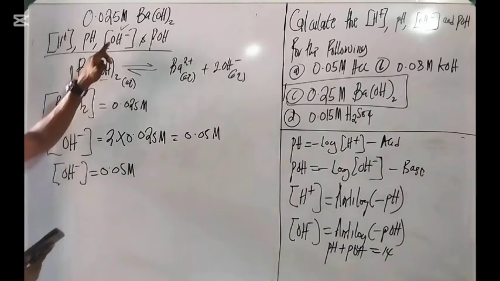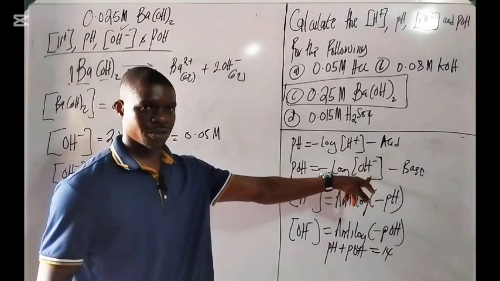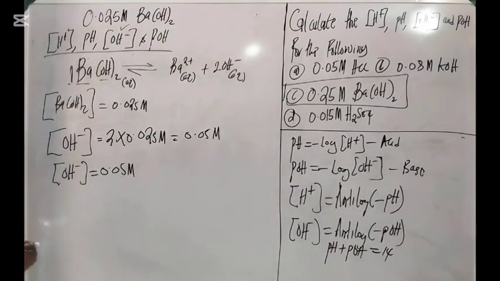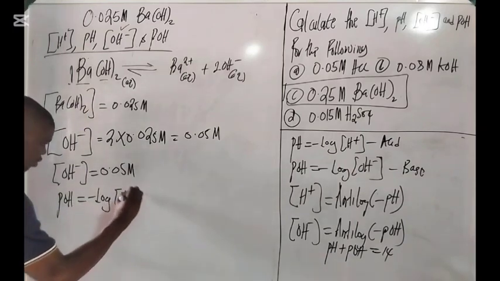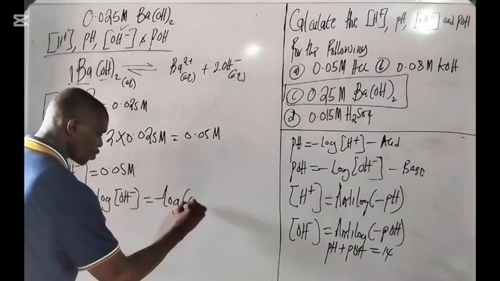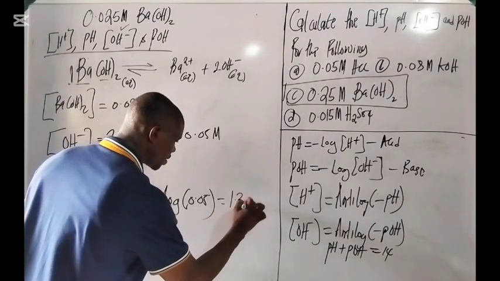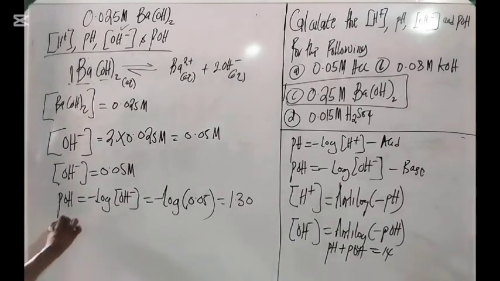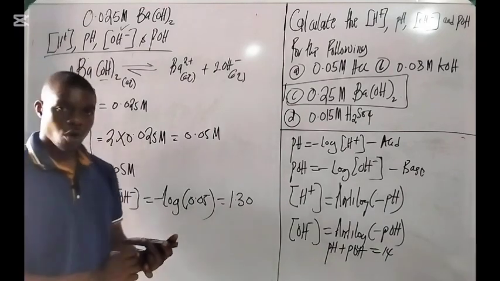For the formula here, since I've got this one, I can easily calculate my pOH, because pOH relates to the OH minus concentration, right? pOH equals minus log OH minus. So you have minus log 0.05. What do you get? Minus log 0.05, here we have 1.30. There's no unit, right? So my pOH equals 1.30. Hope you're following.